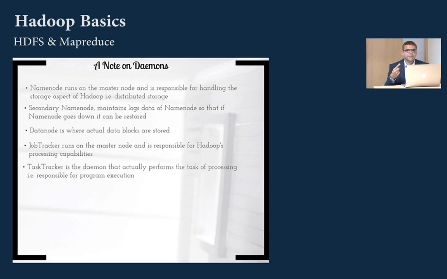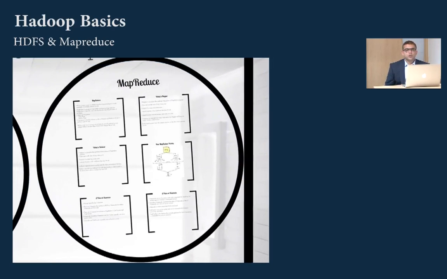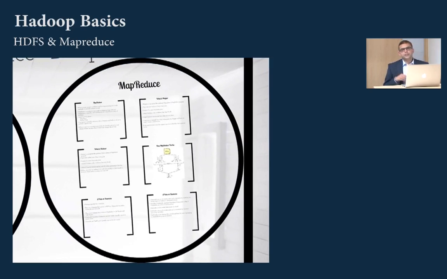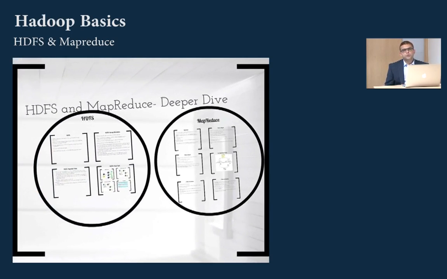In 2.x, name node for storage master, data node for storage slave, secondary name node is for backup of the name node, job history server for archival, and resource manager and node manager are for resource management. So this is all about MapReduce. In this section, we went slightly deep into how HDFS and MapReduce work, and that brings us to the end of this particular video, which is the HDFS and MapReduce deeper dive.